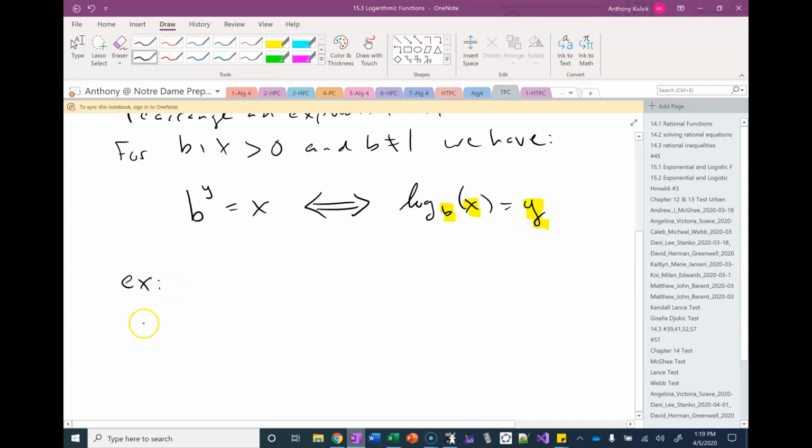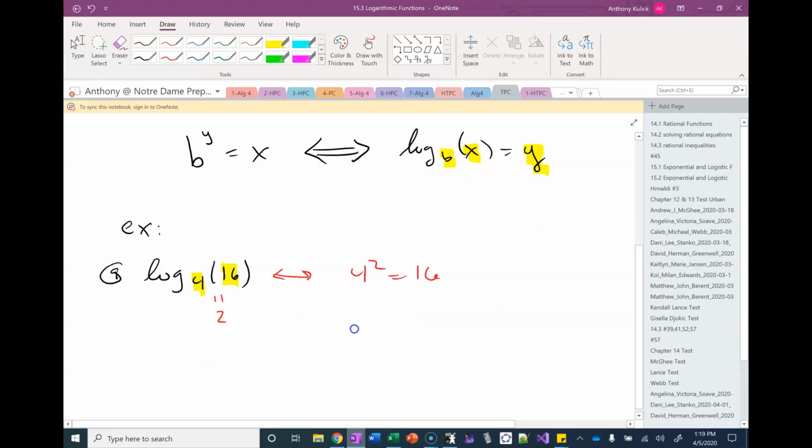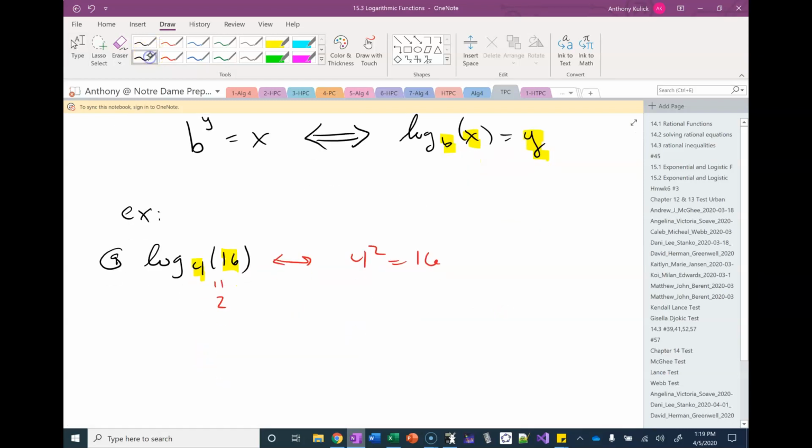So for example, if we have log base 4 of 16, what I'm asking is, what power of 4 is equal to 16? It should be pretty clear that 4 squared is equal to 16. So we can say that log base 4 of 16 is 2.